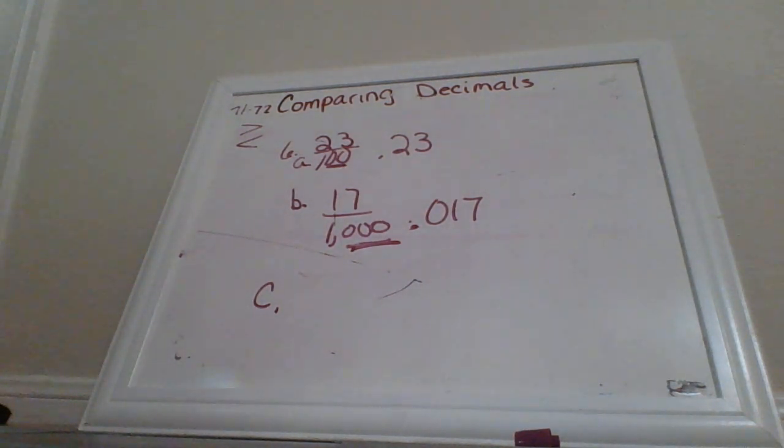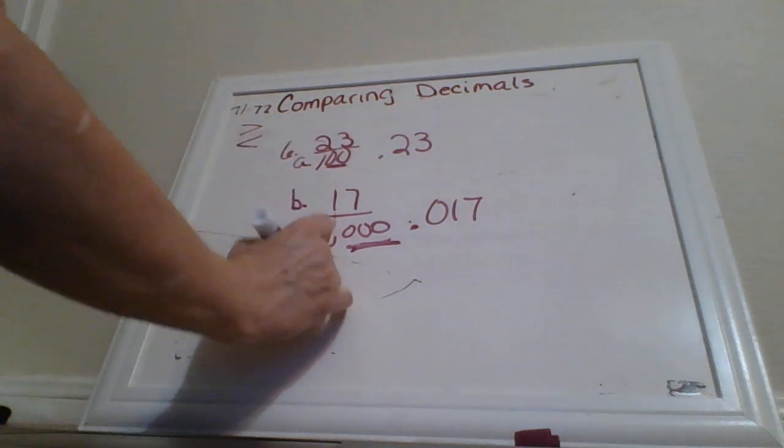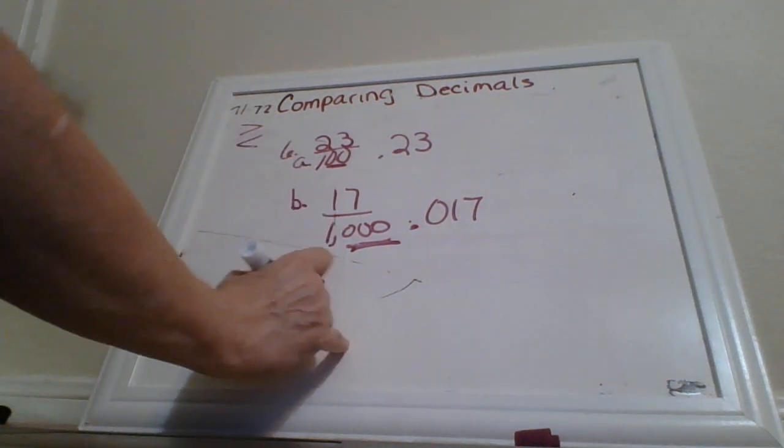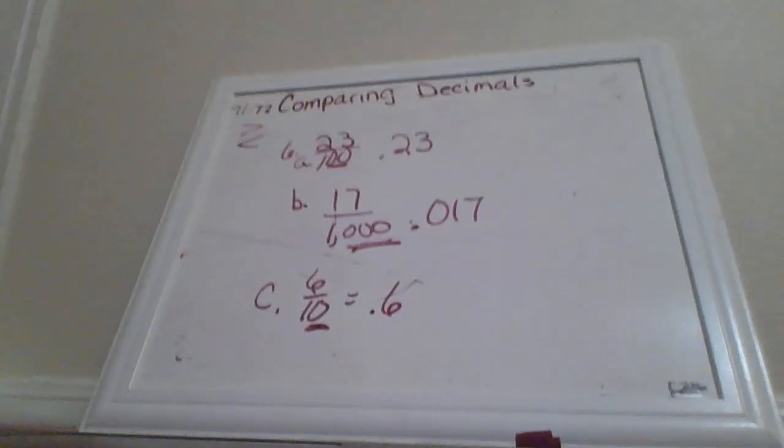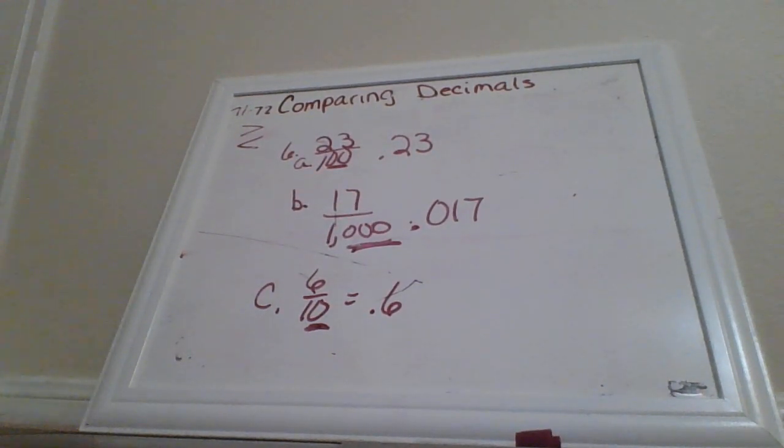And then you have 6/10. That's 1 place after the decimal and 1 number, which gives you 0.6. And then in our class, we did the greens, so you need to do 6D and 6E. Section 7 says write these decimals as fractions, but do not reduce, and that's super easy too.